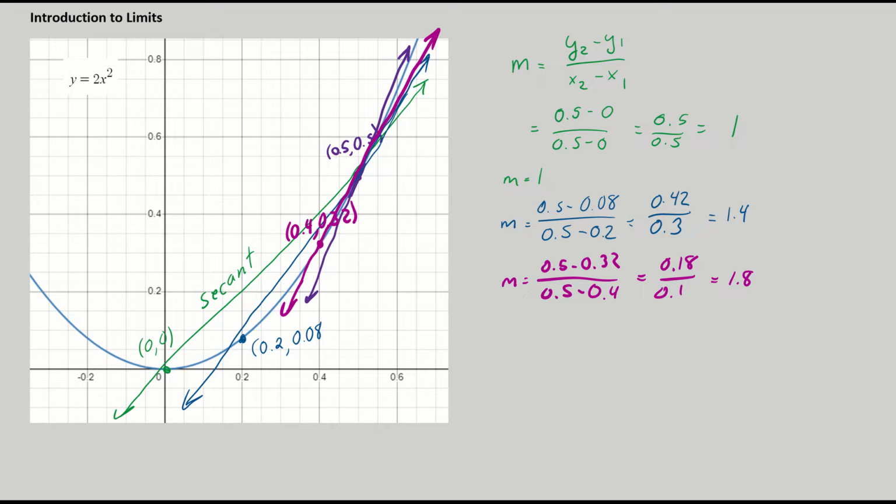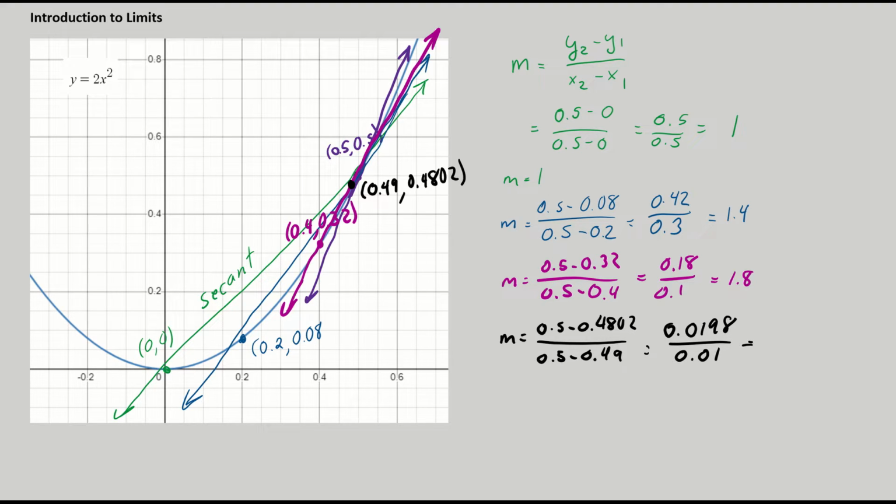And so what do you do? I think you already know by this point, but you snuggle in a little closer to that 0.5, and you say, I'm going to be pretty daring. I'm going 0.49, comma, 0.4802. And you say, now I got it. Find that slope. Got real small decimals now, but okay, because you know you're close to the solution. You get 0.0198 divided by 0.01, and that is 1.98.